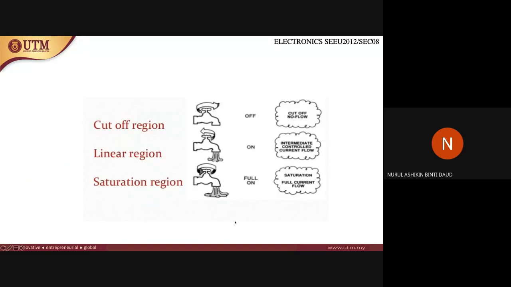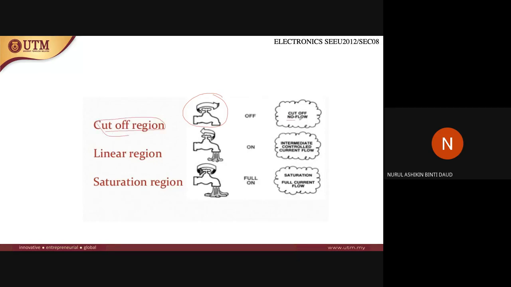So this is for you to imagine or understand well what the cutoff region, the linear region, and the saturation region are. Try to imagine that the flow of current in the transistor is just like a water tap. When you turn the toggle off, it is going to be in the cut-off region.